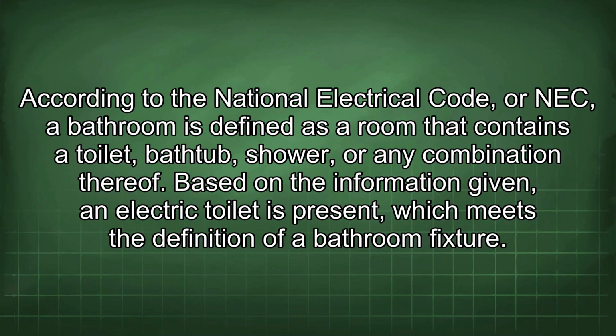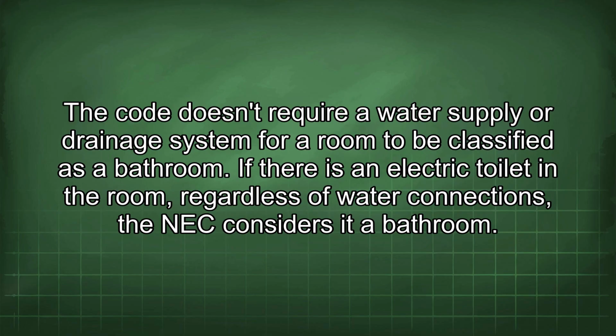According to the National Electrical Code, or NEC, a bathroom is defined as a room that contains a toilet, bathtub, shower, or any combination thereof. Based on the information given, an electric toilet is present, which meets the definition of a bathroom fixture. The code doesn't require a water supply or drainage system for a room to be classified as a bathroom. If there is an electric toilet in the room, regardless of water connections, the NEC considers it a bathroom.